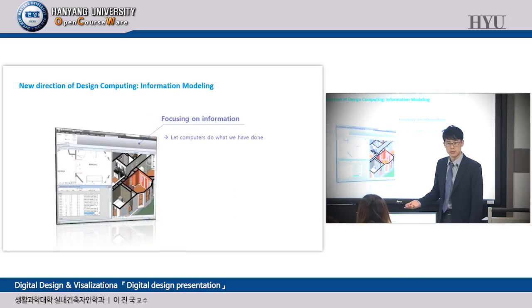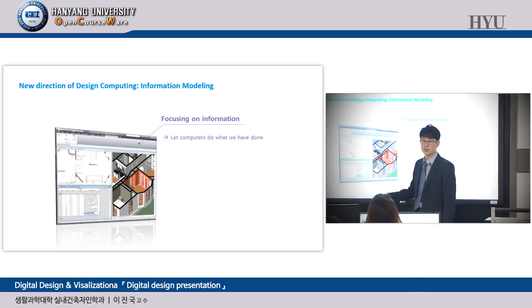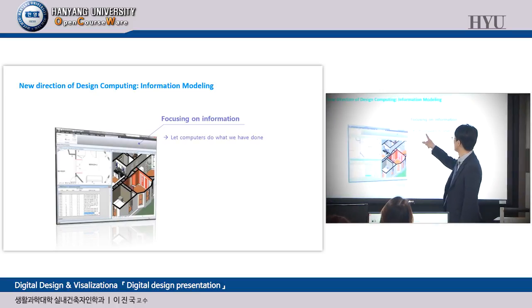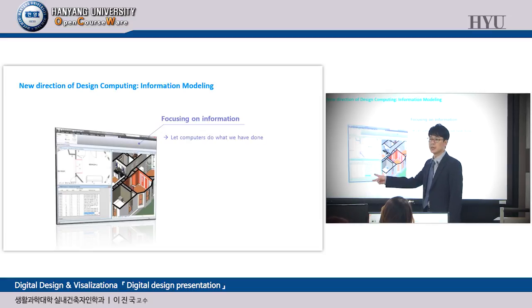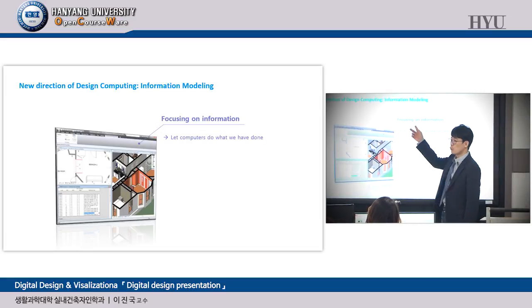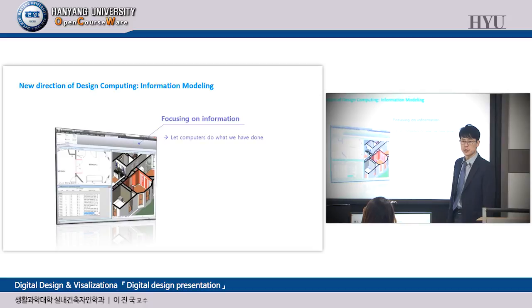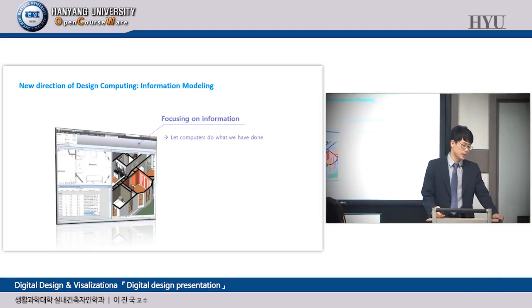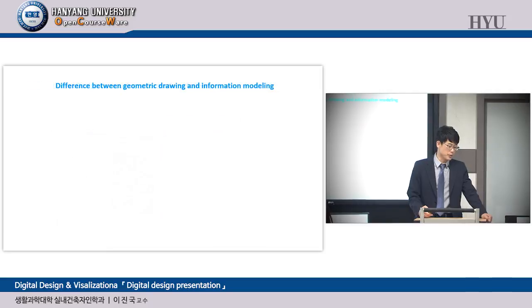But we are smart. We invented new software, new approaches. In the end, we invented something to let computers do what we have done, okay, including the entire process. We are focusing on information, not just geometric shapes, okay? That's the concept of building information modeling, and this is the most advanced feature we have invented.